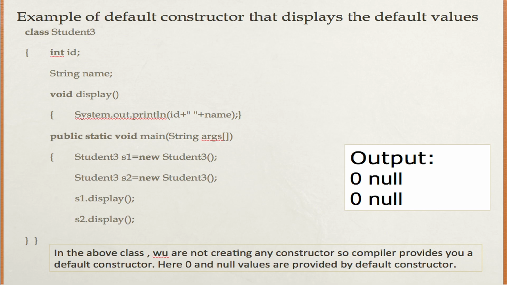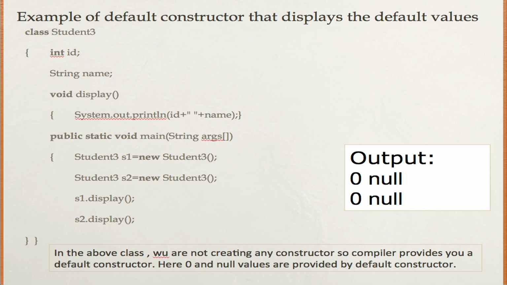So we are printing id, then one space, after plus you can see here single space, plus name. So we have two variables, id and name. So we are printing by this line. Now see the public static void main, where we are defining the object of student3.